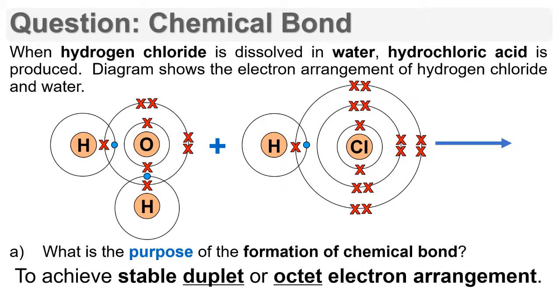In this question, hydrogen atom forms covalent bond to achieve stable duplet electron arrangement. Oxygen atom and chlorine atom form covalent bond to achieve stable octet electron arrangement. Therefore, the purpose of the formation of chemical bond is to achieve stable duplet electron arrangement for hydrogen atom and to achieve stable octet electron arrangement for oxygen atom and chlorine atom.